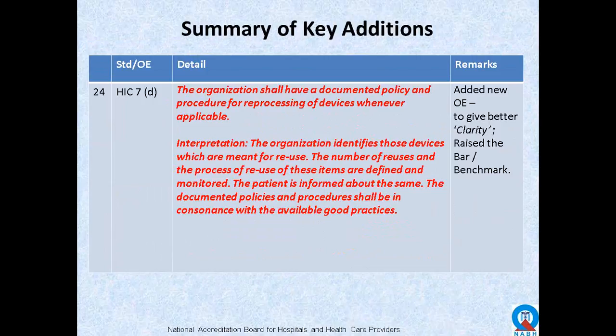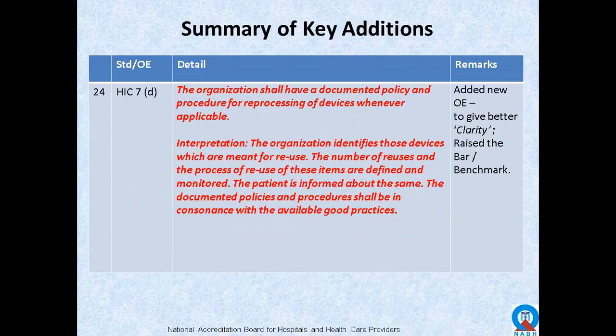This objective element is used. The organization identifies those devices which are meant for reuse. So first you have to identify what is meant for reuse. A typical example in cardiothoracic is the octopus, or even a catheter which you want to reuse or which could be reused. The number of reuses and the process for reuse of these items are defined and monitored. The patient is informed of the same.